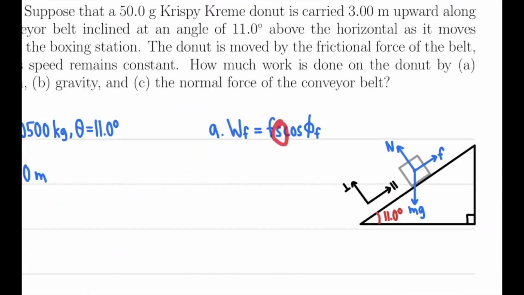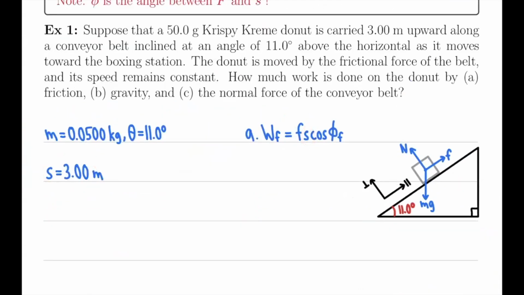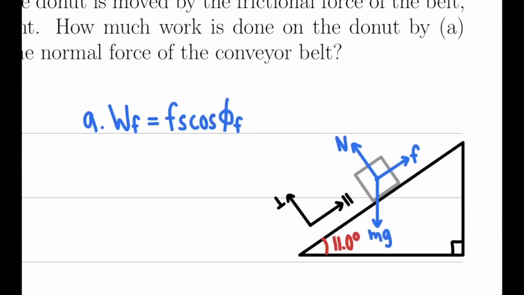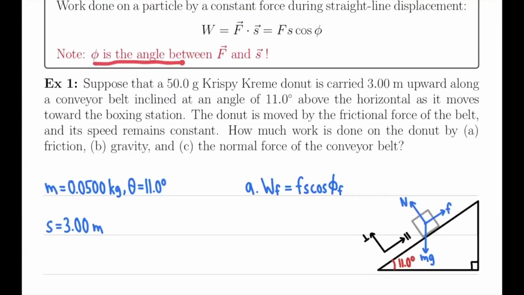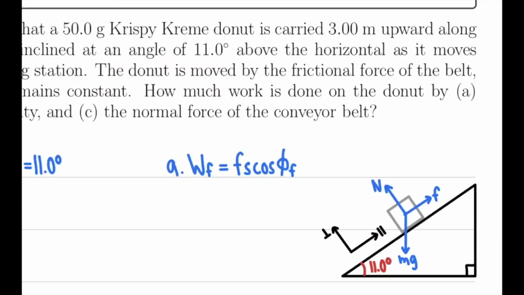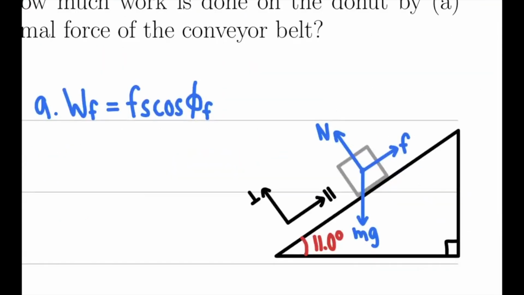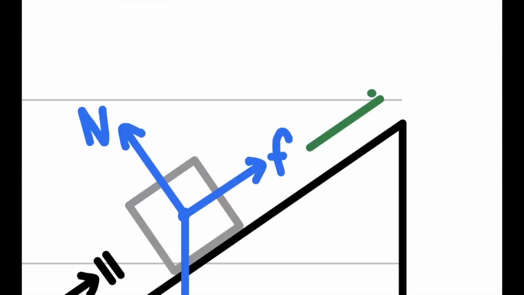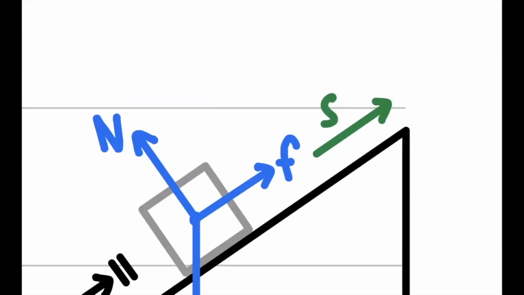We know s, that's good, that's 3. Do we know phi sub f? Remember, phi is the angle between the force and the displacement vectors. So where is the displacement vector in this problem? This is the direction of the displacement vector.